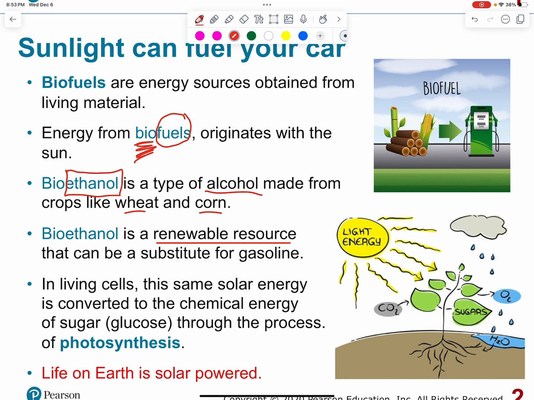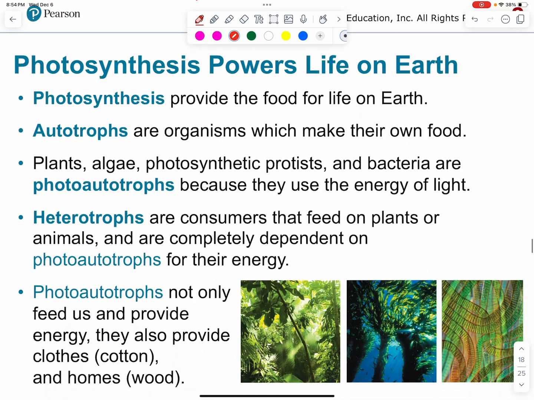Check it out. All life on the planet is solar powered. So plants capture the energy from the sun, right here in this lower picture, and they're going to make sugars. And those sugars are going to be what herbivores eat. Carnivores eat the herbivores. So that energy is going up the food chain. And it all started with the primary producers, the plants. So as we mentioned, photosynthesis powers all life on the planet.